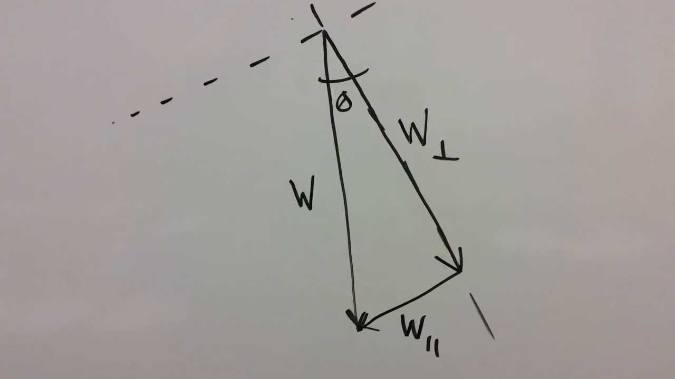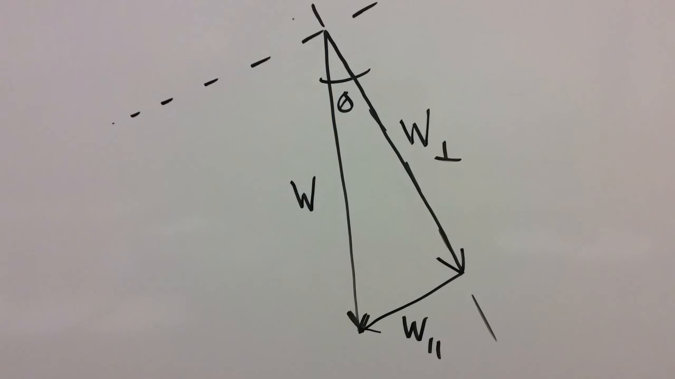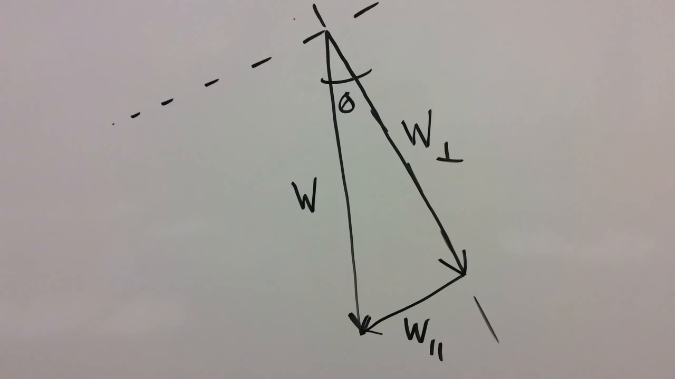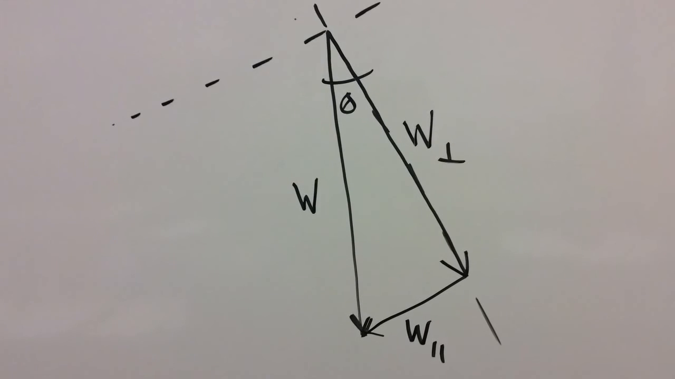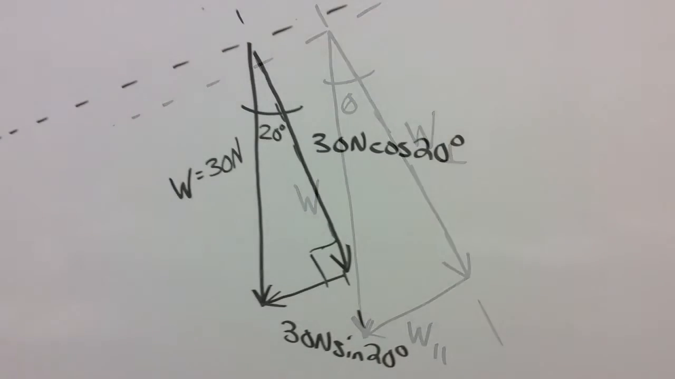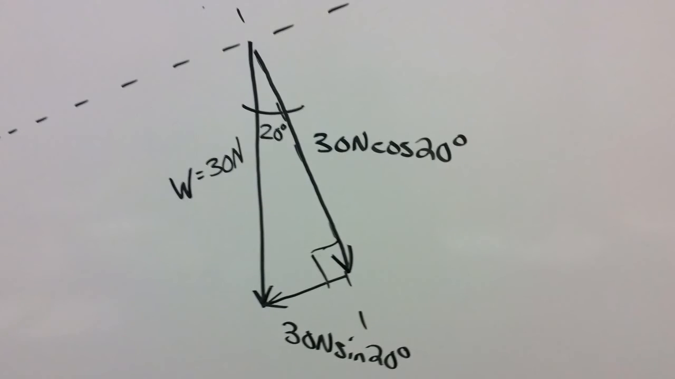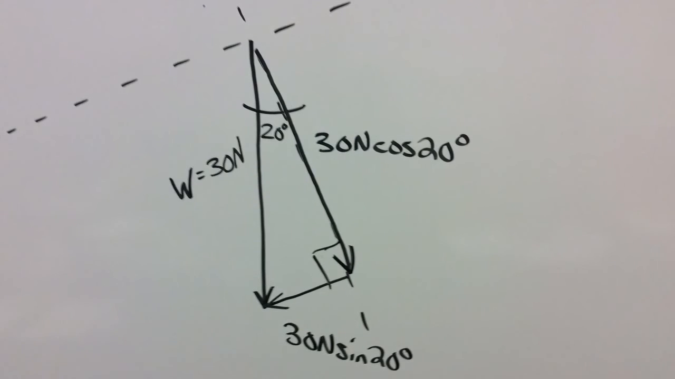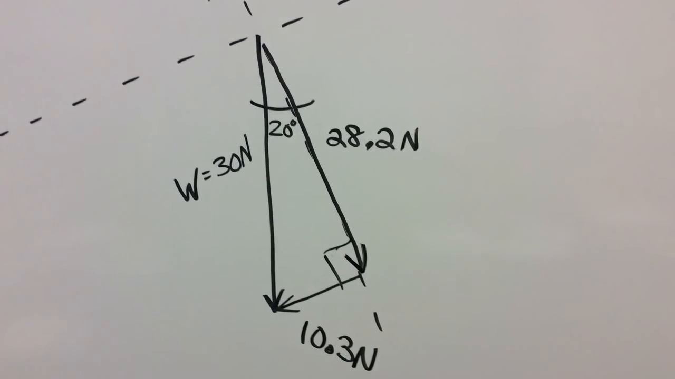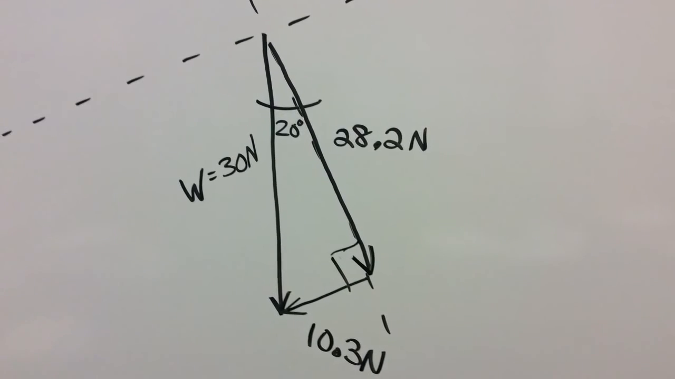The W parallel is the component of force pulling him down the incline, and the W perpendicular is the component of the weight pushing him into the incline. Hypotenuse cosine angle and hypotenuse sine angle give you those two components. Turns out to be 28.2 newtons and 10.3 newtons.